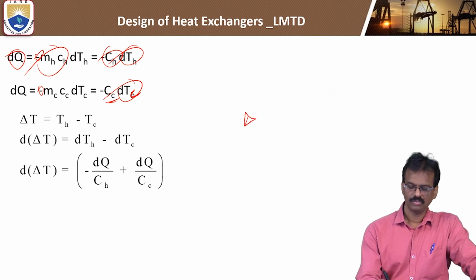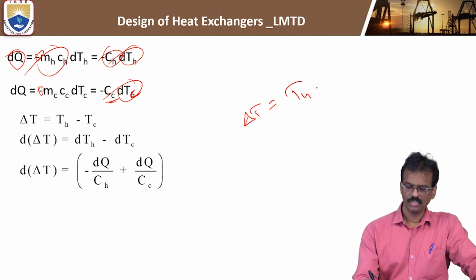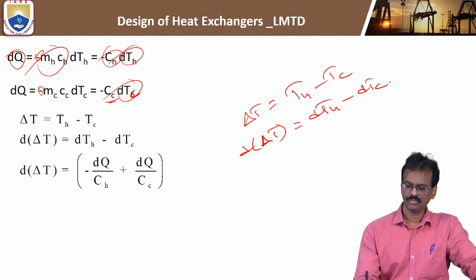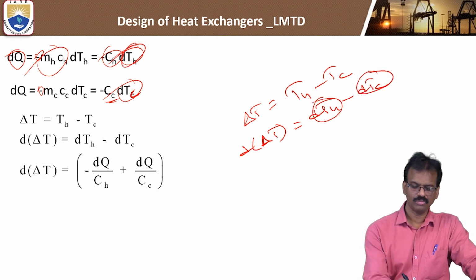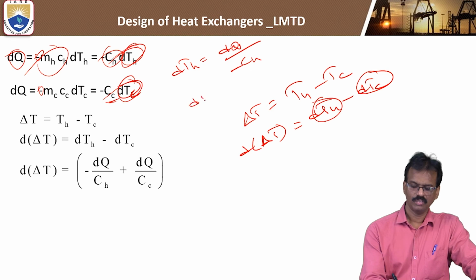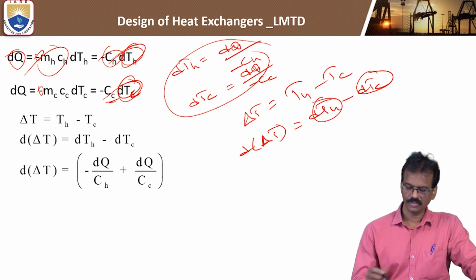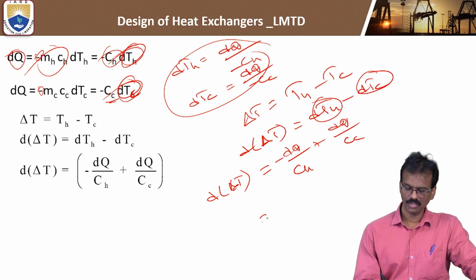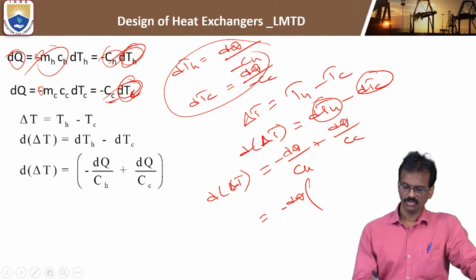Okay. So then you know that delta T is nothing but TH minus TC. So the derivative of delta T is equal to dTH minus dTC. Okay, you know that dTH is equal to this one, dTC is equal to this one. So dTH is equal to dq by minus CH, dTC is equal to dq by minus CC. Okay, so substitute these values here. So the derivative of delta T is equal to minus dq by CH, minus of minus plus dq by CC. In both cases minus dq can be taken common. So 1 by CH, minus 1 by CC.